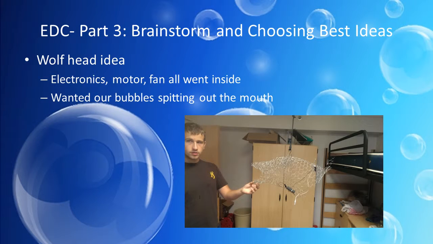Step 3 is the brainstorming and ideas phase. From pretty early on in development, we had the idea of mounting our machine inside of a wire wolf head that a member of the group had made. Everything was in there: the electronics, the motor, the fan, and the solution. We wanted to encase this with paper mache so you couldn't see the machine while bubbles spit out of the mouth. Here's the wolf head early in production, before anything was put inside.